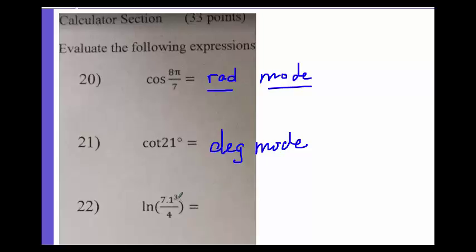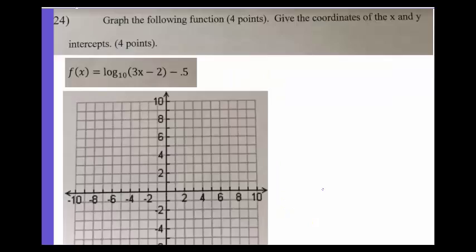Those should be really simple. You're just plugging these values in. Make sure that when you do this, you are doing 7.1 and then hitting the cube function, then divide by 4, and then do the natural log of all of that answer. And you will always get the right answer when you plug those in your calculator correctly.